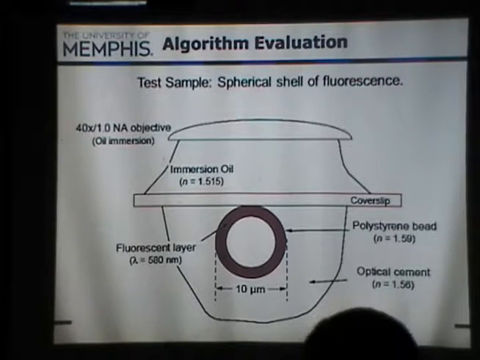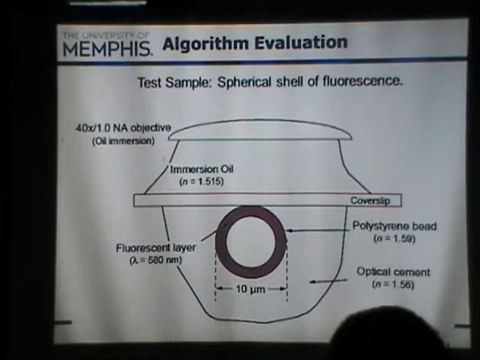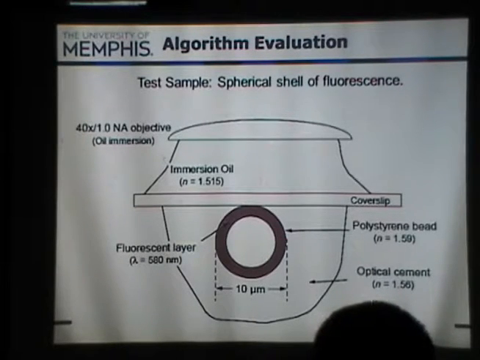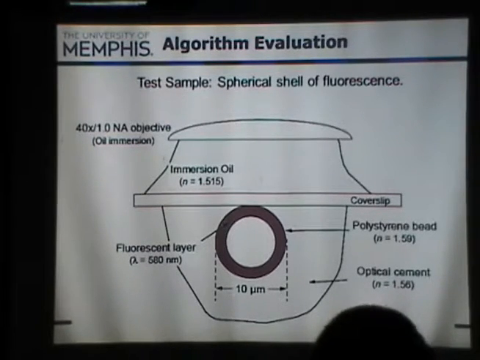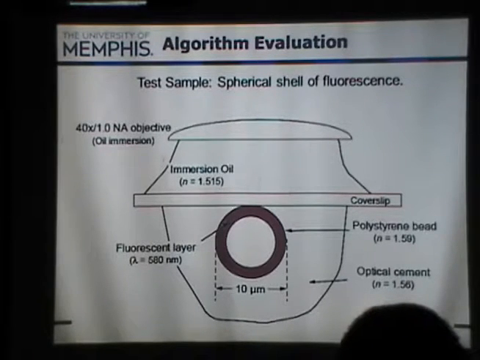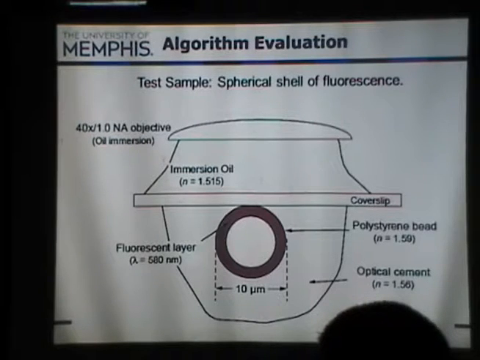So we created a test sample which consisted of a 10 micrometer polystyrene bead which only has fluorescence in the outer layer. So in fact it's a fluorescence ring, embedded in an optical cement, which was then cured with UV light. So this was very stable. The bead is on the cover slip, then you put the optical cement and cure the whole thing. And then this is the lens here. We used the 40x 1.0 NA oil immersion lens, so there's the oil layer over here. So this is the whole imaging system.